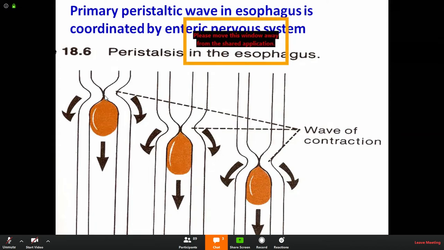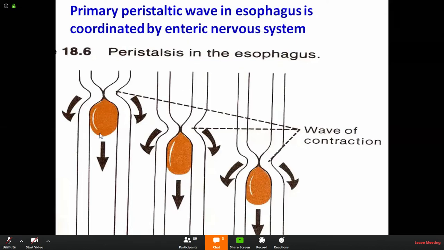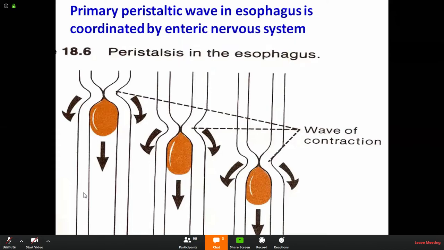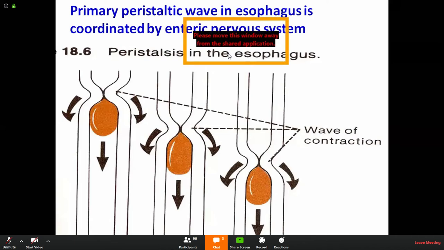So this contractile ring appears just behind the bolus and passes towards the stomach. Sometimes this relaxation proceeds many centimeters down the GI system.